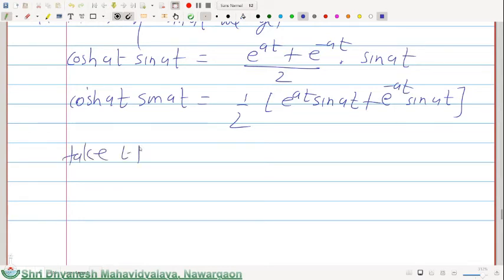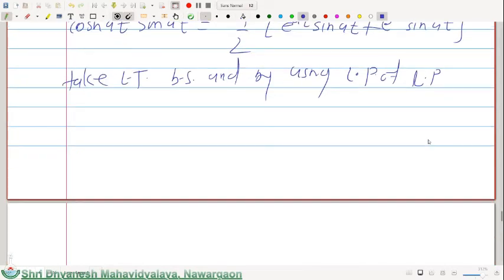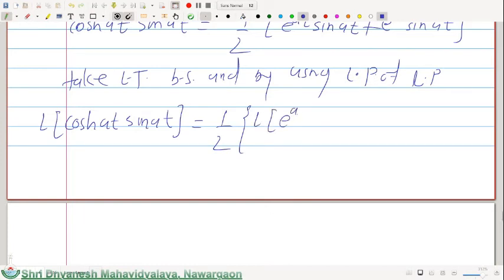Now you can take the Laplace transform. Take Laplace transform on both sides, and by using the linearity property of Laplace transform, we get Laplace transform of cos hyperbolic at sin at equals 1 by 2 Laplace transform of e to the power at sin at plus Laplace transform of e to the power minus at sin at. Sorry, the minus is here.